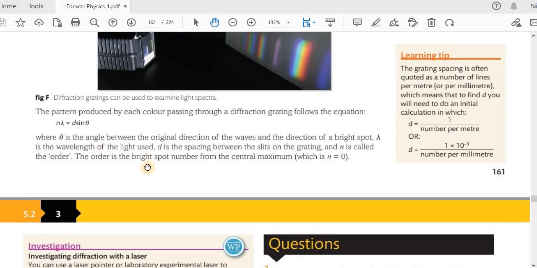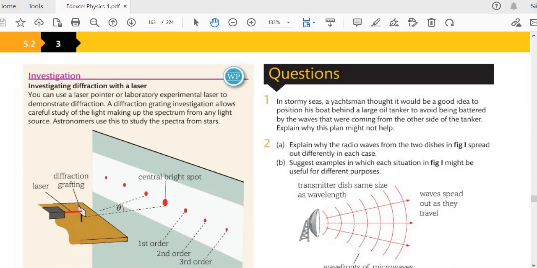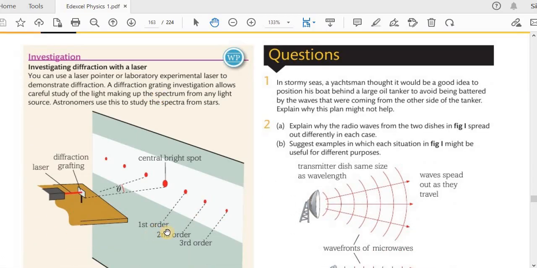The order is the bright spot number from the central maximum. So here in the middle we have n equals 0. n equals 0 is the central bright spot. Therefore this will be n equals 1, this will be n equals 2, this will be n equals 3. It's already given here.